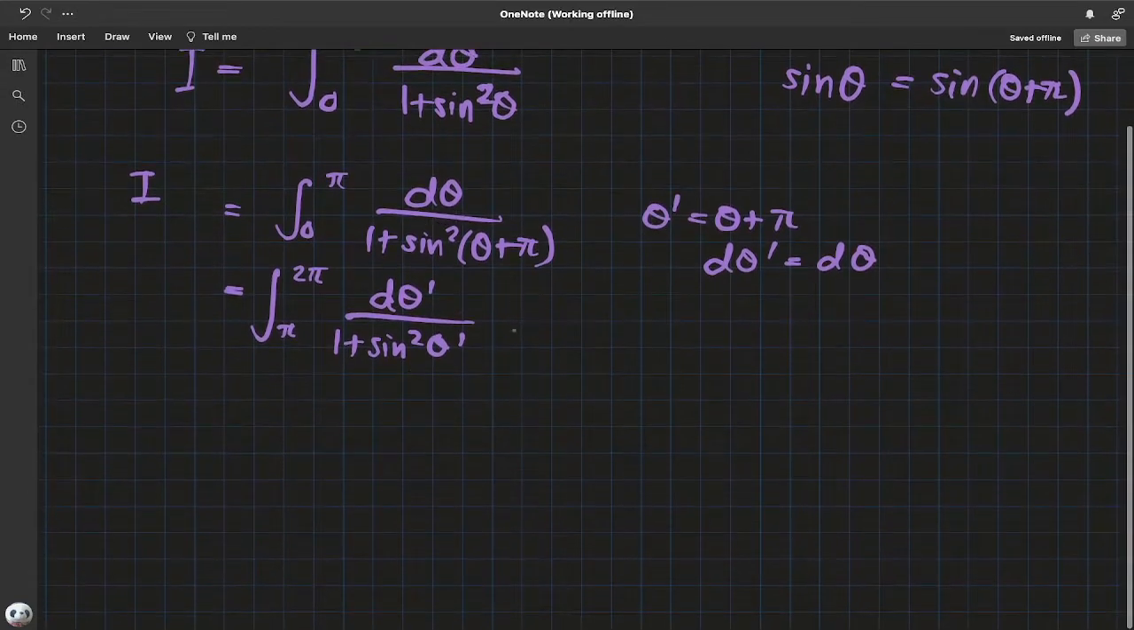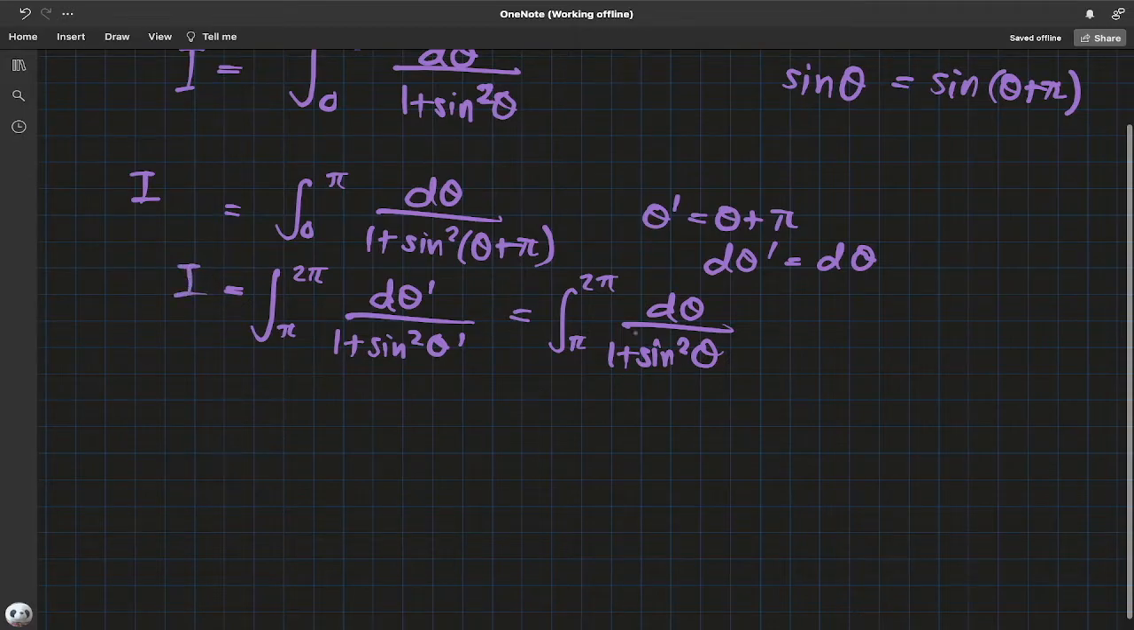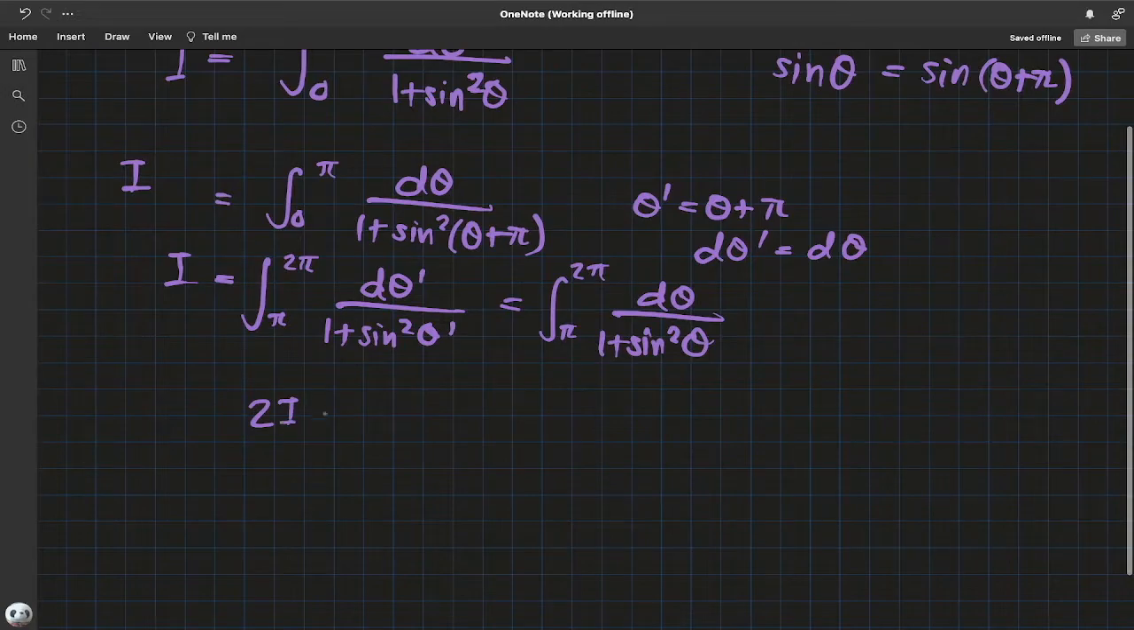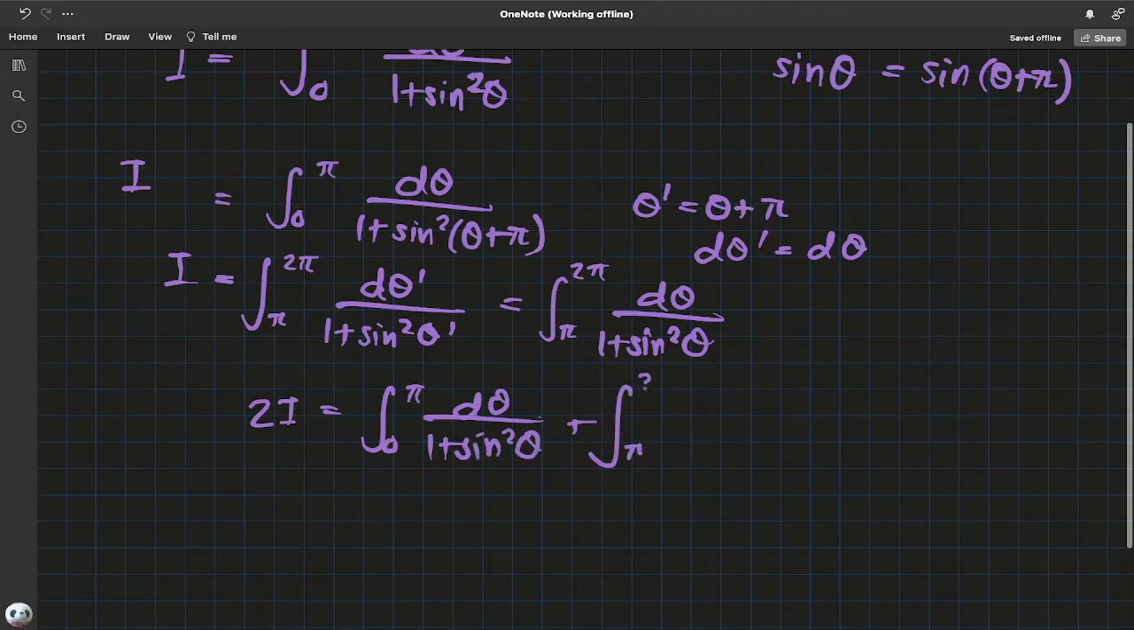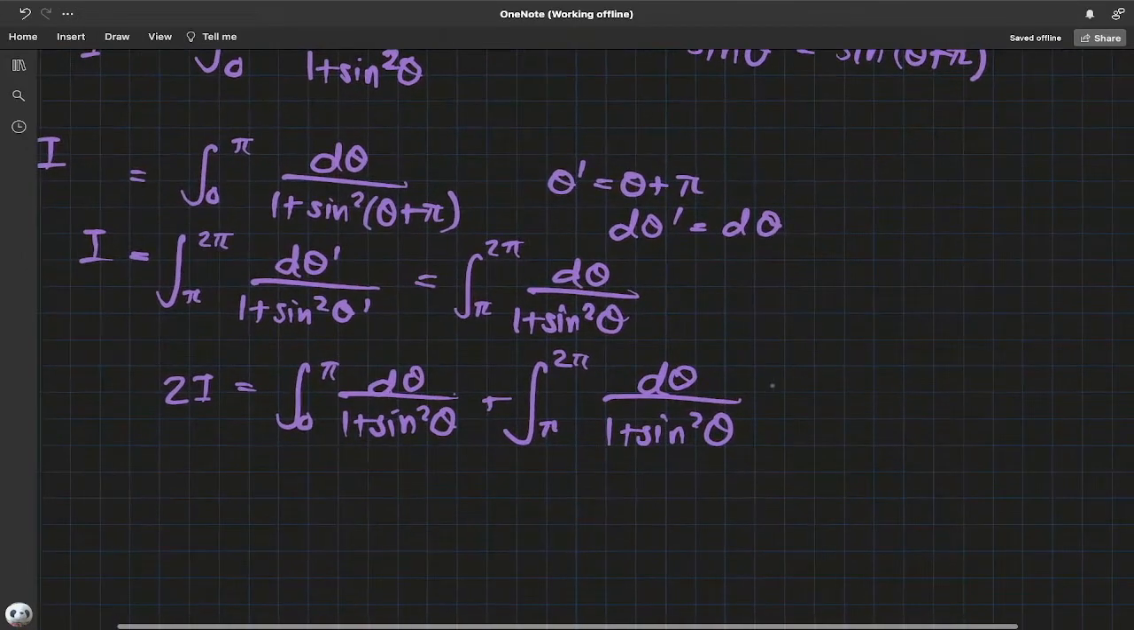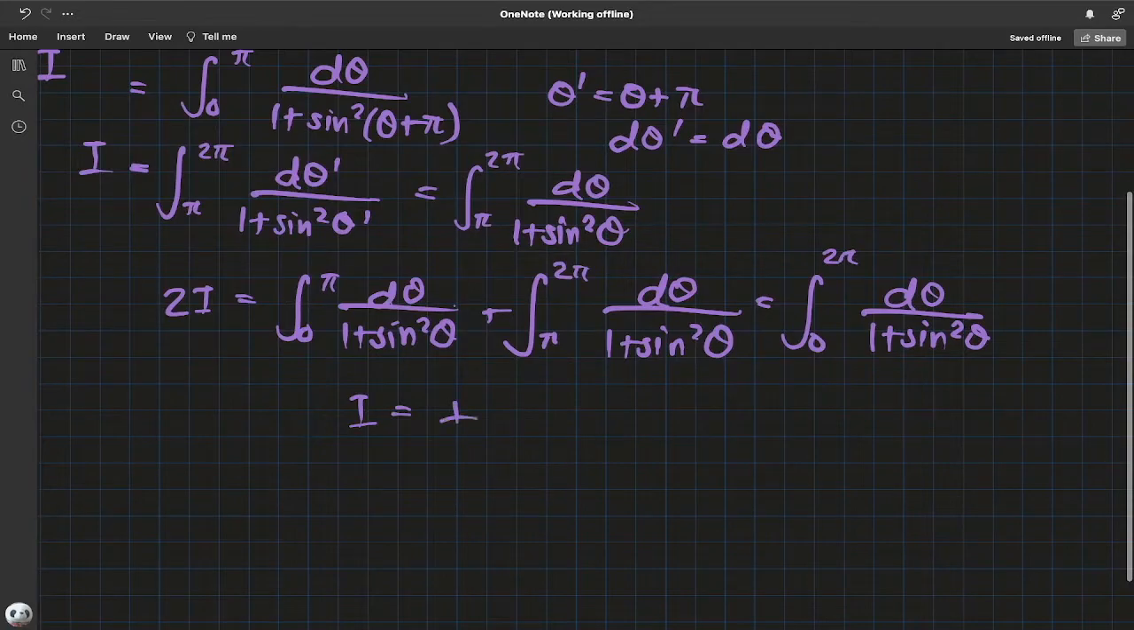And since it doesn't really matter what variable we have for a definite integration, we can just change from theta prime to theta again. And now add this integral with this equation. So we have I plus I, which is 2I, and then you have the integral from 0 to pi d theta over 1 plus sine squared theta plus the integral from pi to 2 pi d theta over 1 plus sine squared theta. By linearity of integration, for definite integrals at least, this becomes the integral from 0 to 2 pi d theta over 1 plus sine squared theta. So I is just half of that.